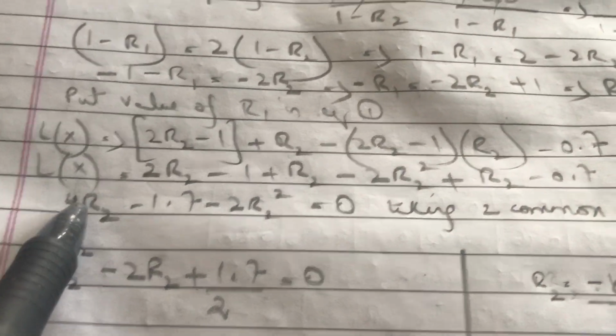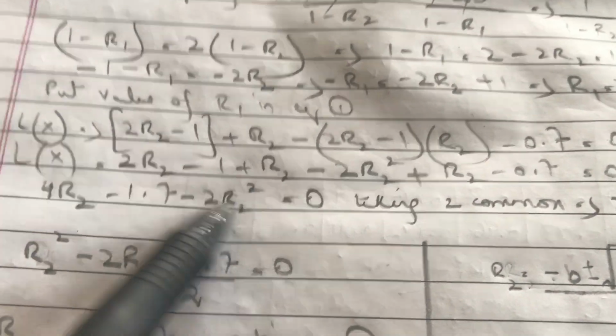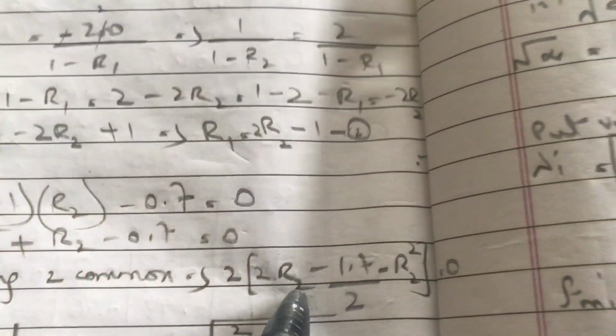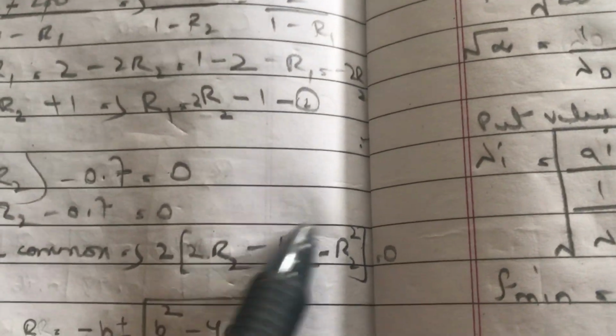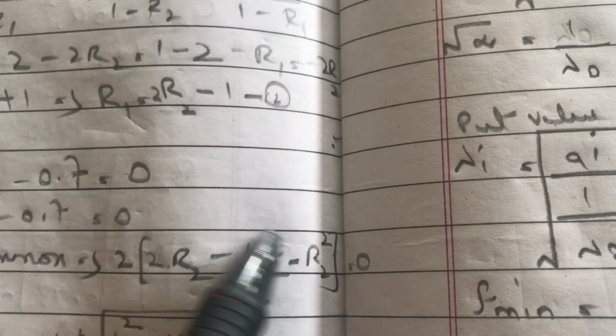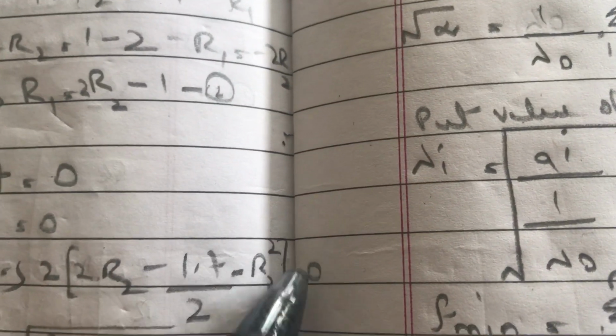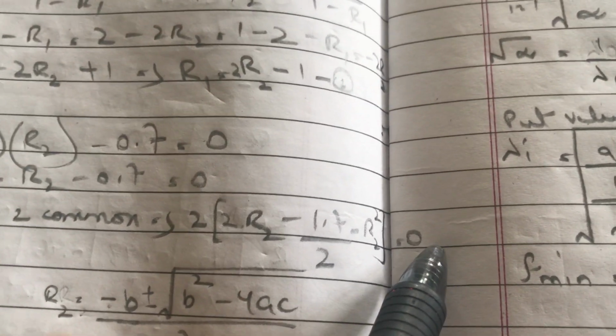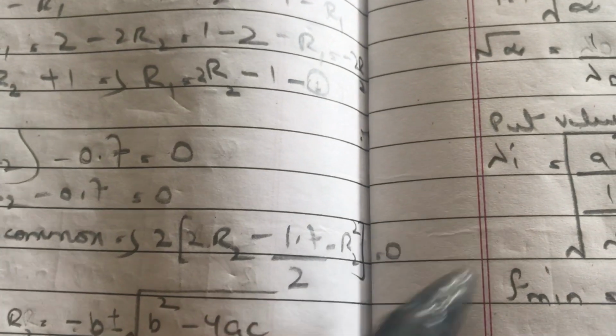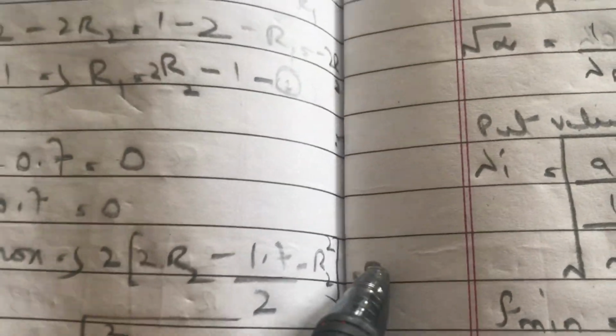Now we can take 2 as common, because 2 is also here, 2 is also here. When we take it as common, 2r2 remains here, minus, we don't have any 2 here, so it would be divided, minus r2 square equals 0. So this 2 comes over here, and 2 multiplied or divided by 0, or 0 multiplied or divided by any number, would be 0.